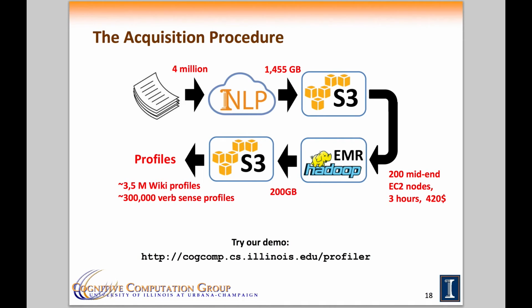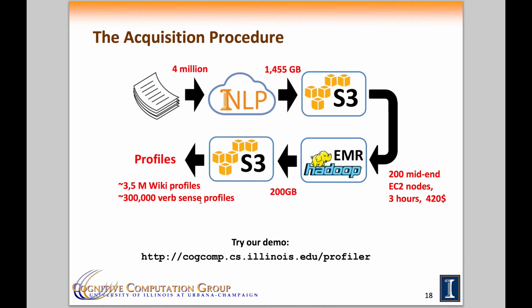Something which I implicitly mentioned, but I want to be explicit about: pivot nodes here in our work are disambiguated, and we have two types of disambiguation. One is with Wikipedia links, which we apply for entities. The other one is via verb senses, so each verb will have its own sense. The size of Wikipedia profiles is 3.5 million, and there are 300,000 verb sense profiles.